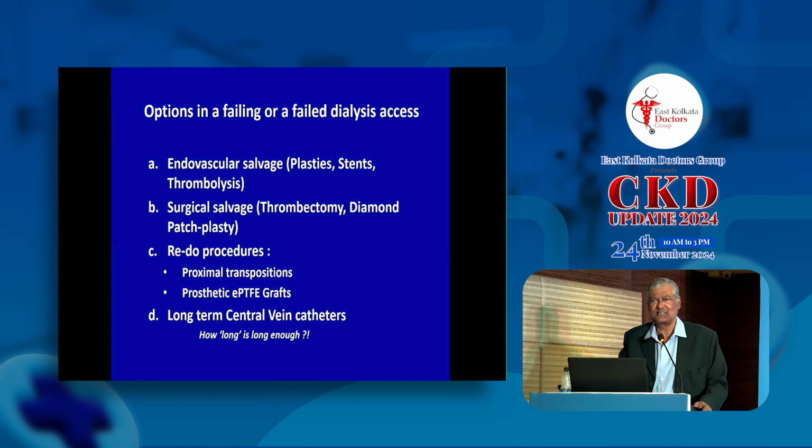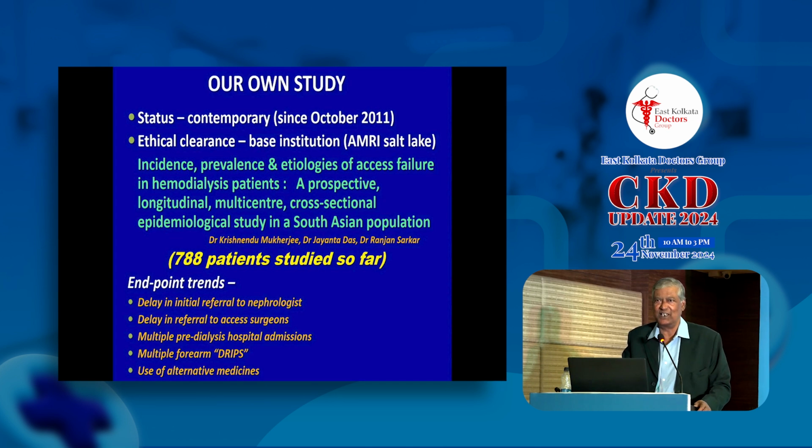Now, why do accesses fail? I'll just take 2 minutes on this. Age, sex, obesity, and diabetes are internationally known factors. But what are the other factors? This was a very ambitious study. We planned a 10-year prospective study on the incidence, prevalence, and etiologies of access failure in hemodialysis patients.